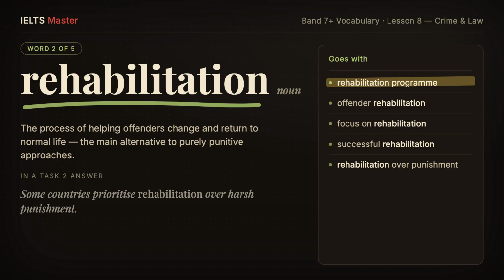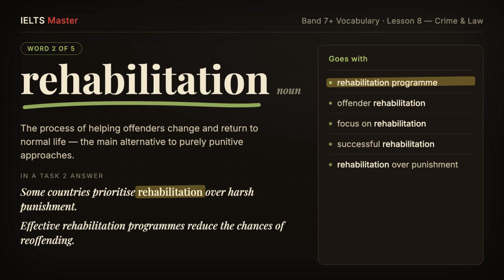For example, some countries prioritize rehabilitation over harsh punishment. And effective rehabilitation programs reduce the chances of reoffending. The collocations to keep are a rehabilitation program, offender rehabilitation, to focus on rehabilitation, successful rehabilitation, and rehabilitation over punishment.